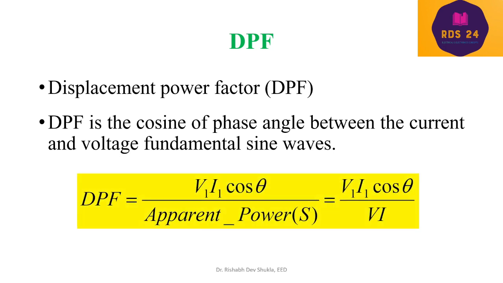In formula terms, DPF can be written with V1 and I1, meaning fundamental voltage and fundamental current. Fundamental means it corresponds to 50 Hertz, because in India the reference frequency is 50 Hertz. So V1 I1 cos phi divided by apparent power. Apparent power means V into I. So V1 I1 cos phi divided by apparent power, or volt amperes. This is the supplied power and this is the fundamental component of voltage and current. So the ratio of V1 I1 cos phi divided by VI is our DPF.